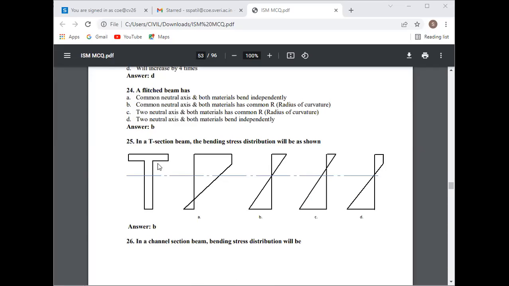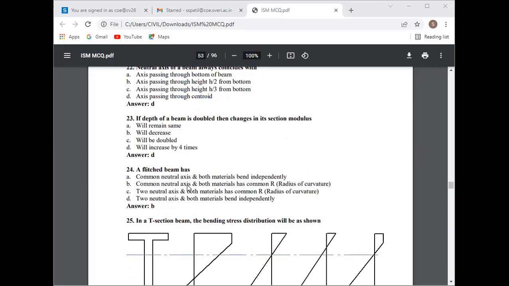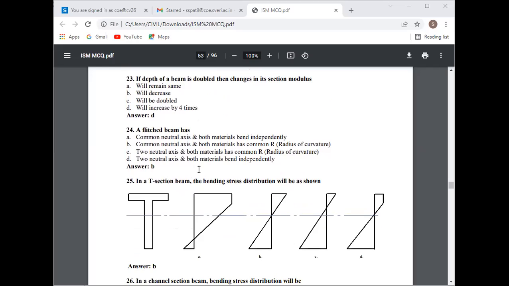Then okay now here, in a T section beam the bending stress distribution will be. काय ऑप्शन असेल? आता इथं बी दिसतोय तुम्हाला, पण मग हा ए का नाही, सी का नाही आणि डी का नाही.